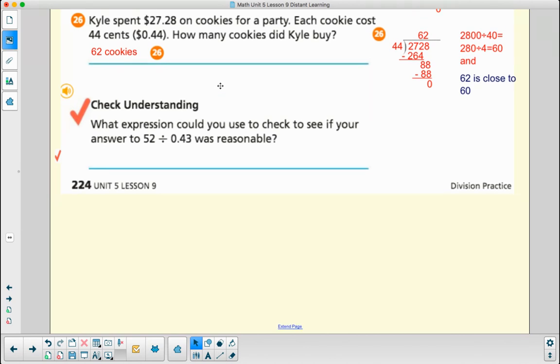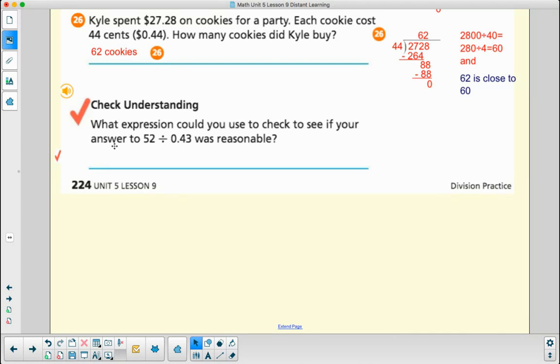Check understanding. What expression could you use to check to see if your answer to 52 divided by 43 hundredths was reasonable? Now, an expression, remember, expresses a value. It's basically an equation without an equal sign or a variable. This is an expression right here, 52 divided by 43.